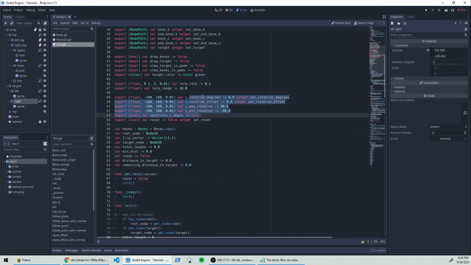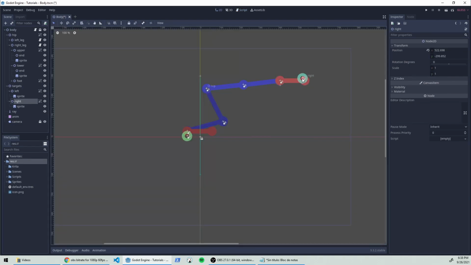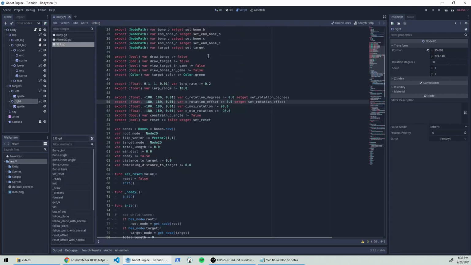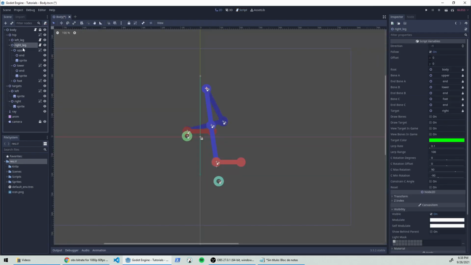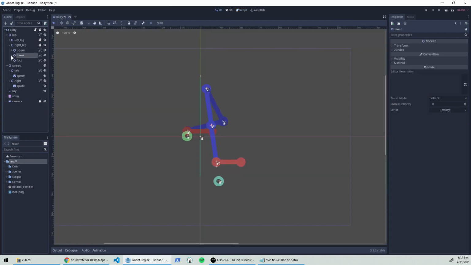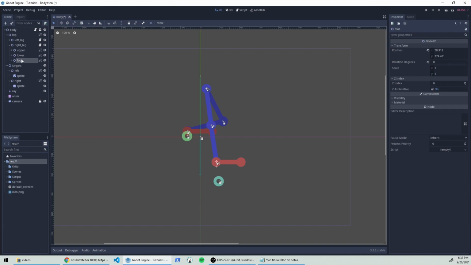These last variables are for the rotation. So instead of rotating the foot directly, as you can see, this is the C rotation degrees, because this is for the last bone. If I have the chain here and I have the foot, I don't want to come here and do the rotation directly. We don't want to do that, and as you can see, it just lerps back.